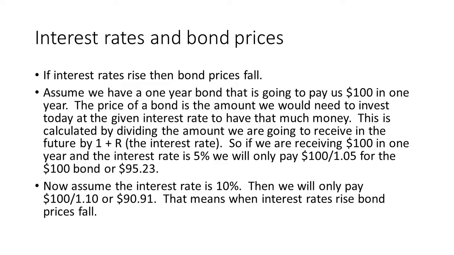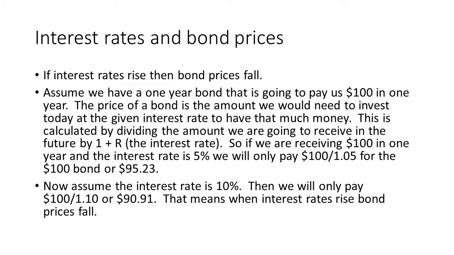This is calculated by dividing the amount we're going to receive in the future by 1 plus R, where R is the interest rate. So if you're receiving $100 in 1 year and the interest rate is 5%, we will only pay 100 divided by 1.05 for the $100 bond, or $95.23. The difference between 100 and 95.23 is really the interest you're getting. This doesn't pay an interest rate during the period, so you buy it at what we call a discount.